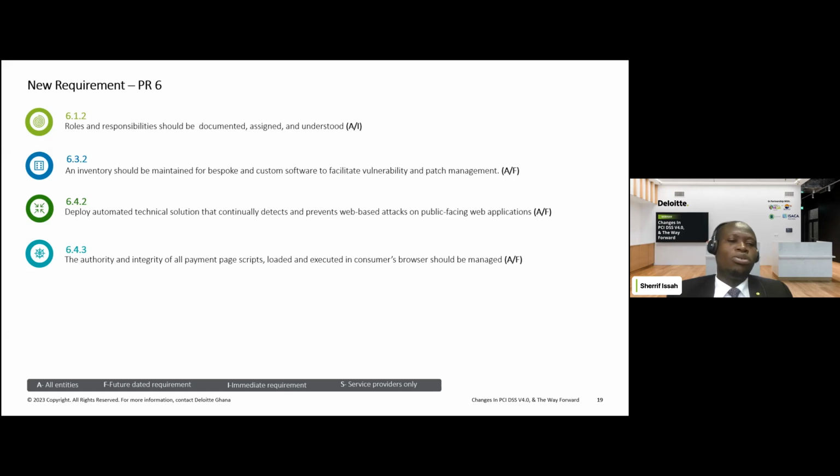Then 6.4.2 also says that there's a need to deploy an automated technical solution that continually detects and prevents web-based attacks on public web-facing applications. So in simple terms, we need to have a web application firewall. So there's a need to have a WAF in place to protect our public-facing applications, web applications.